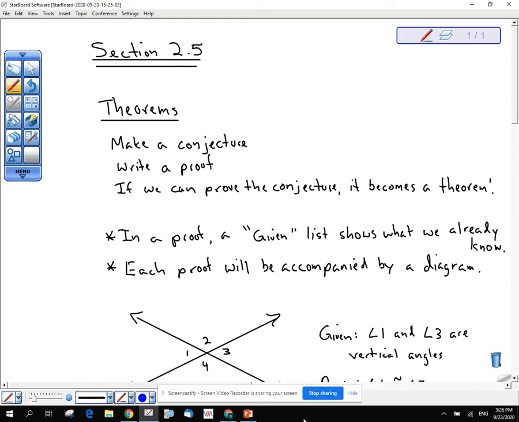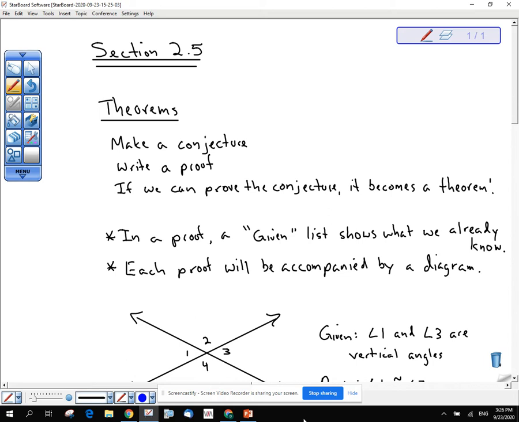The process goes something like this: make a conjecture, write a proof. If we can write the proof to its completion, we can prove the conjecture, then it becomes a theorem. Now, the truth about this is our book is full of theorems. Not everything that we prove will be significant enough to put into a theorem, but how something becomes a theorem is the fact that it can be proven, okay?